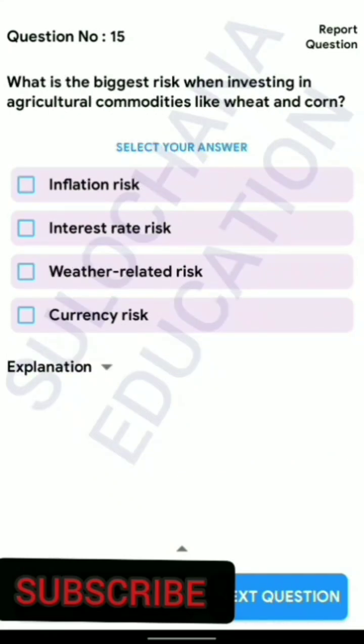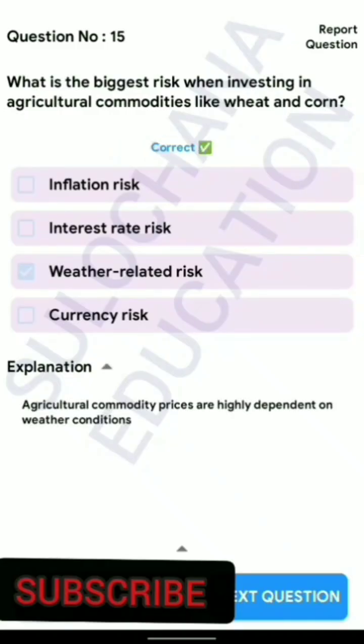What is the biggest risk when investing in agricultural commodities like wheat and corn? Options are A, inflation risk, B, interest rate risk, C, weather related risk, D, currency risk. And correct answer is C, weather related risk.